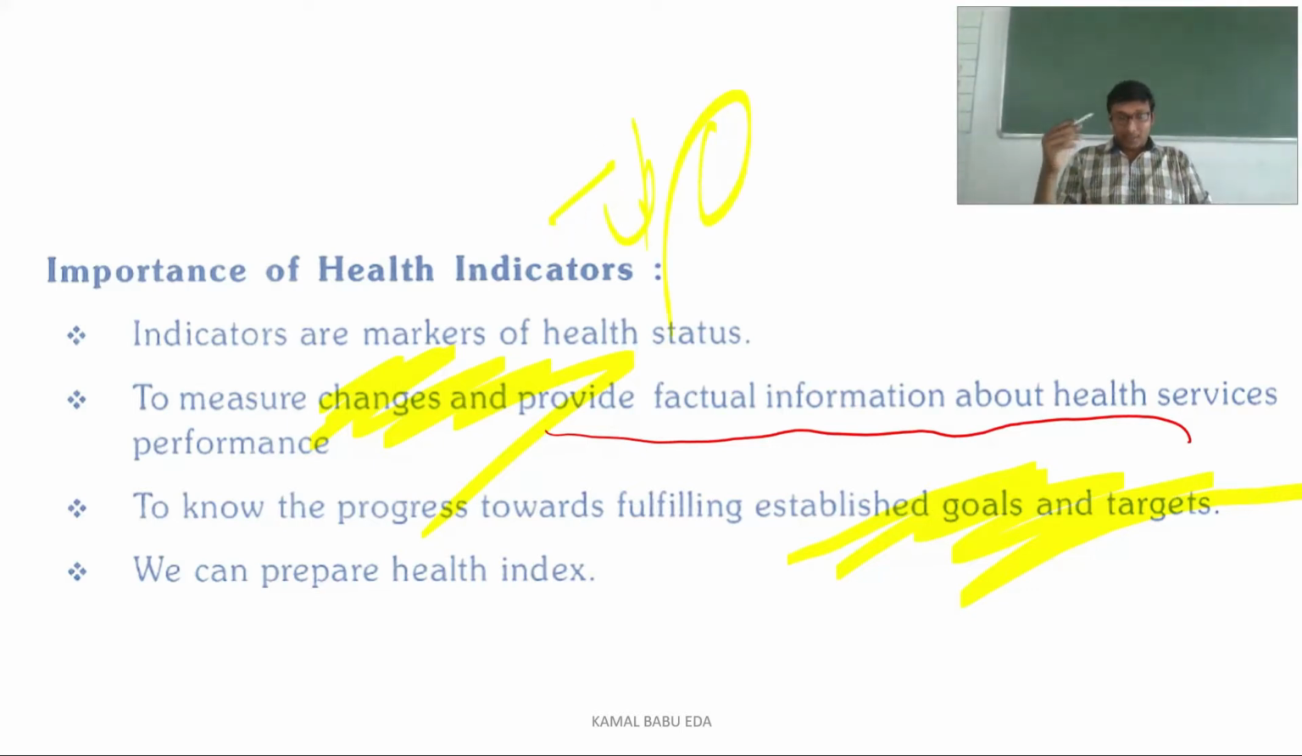So that's the importance of the health indicator: mainly to know the progress of the disease, to know the progress of the health services being performed, and to have accurate data on what type of changes need to be made in the health services, what new interventions have to be introduced, what the new goals and targets are, with the health indicator only.